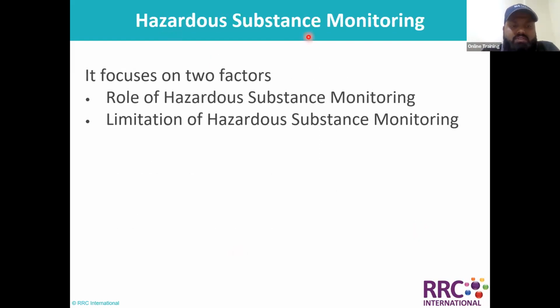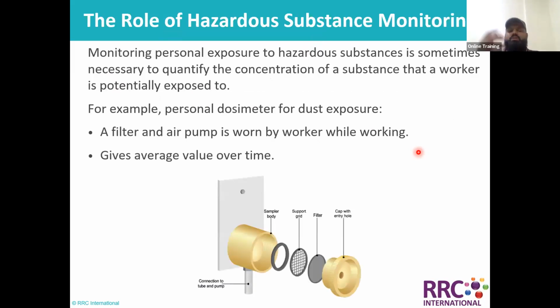Then hazardous substances need to be monitored. It focuses on two factors: the role of hazardous substance monitoring and the limitations of hazardous substance monitoring. What is the role? What do you think? What is the role of hazardous substance monitoring? Why do we monitor hazardous substances?